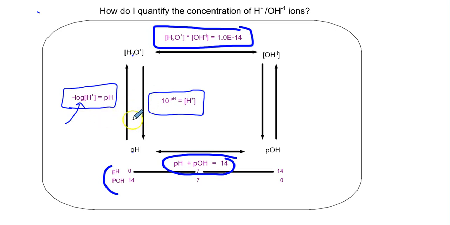Now, how do we go about calculating these things? Well, first of all, this formula works over here too. So, negative log of the concentration of hydroxides equals the pOH. So you can move around. And every single solution has all four of these things, just so you know. And of course, that formula works here too. Just swap out the name of the ion.